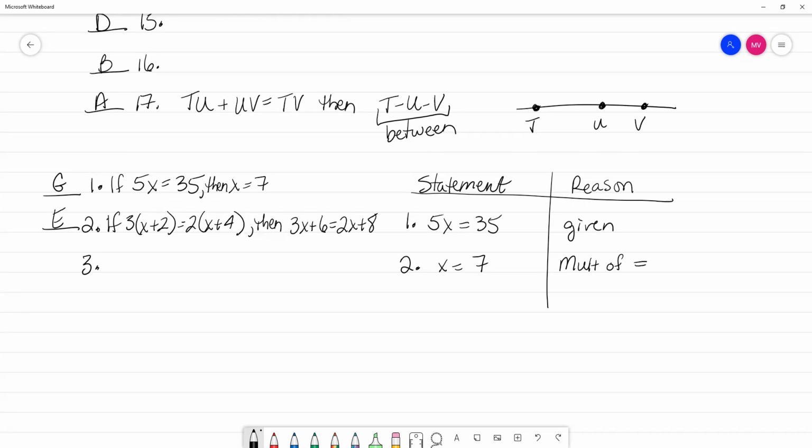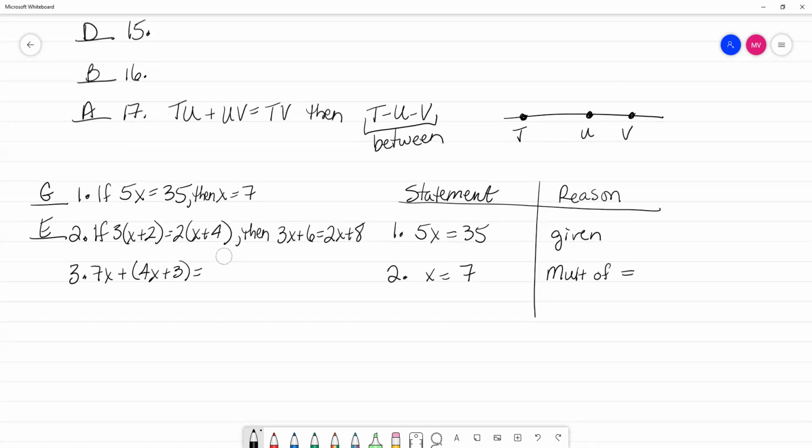Okay, for 3, 7x plus, in parentheses, 4x plus 3 equals 7x plus 4x plus 3. So what is this one, Andrew? You said you use this one. You've used this one before, incorrectly. So I'm giving you the chance to use it correctly. Wait. You used this property for something else, and it was not the right property at the time. Is it the transitive property of equality? No, you used that one fine.